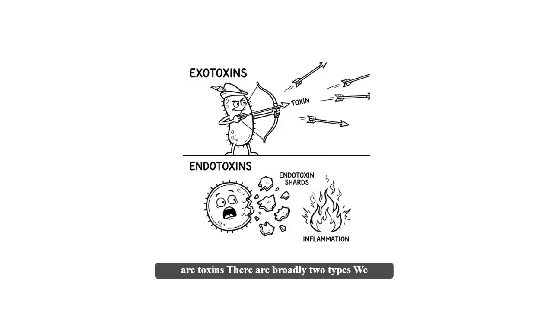Secondly are toxins. There are broadly 2 types. We have exotoxins. These are toxins that exit the bacteria, hence exo. They go out and cause tissue damage, leading to symptoms like diarrhea, vomiting, and nerve effects. Then there are endotoxins, which are on the bacteria itself. Once they are detected, they can cause an immune response, leading to inflammation and fever.